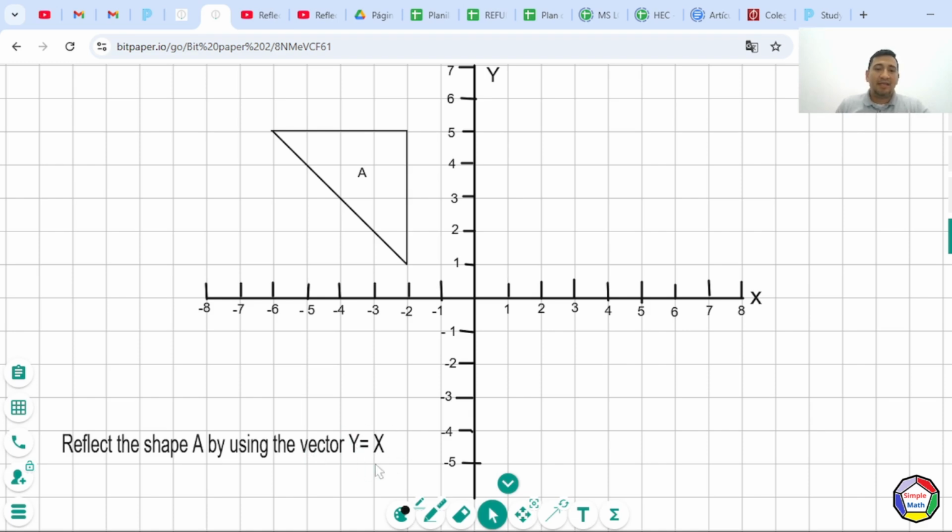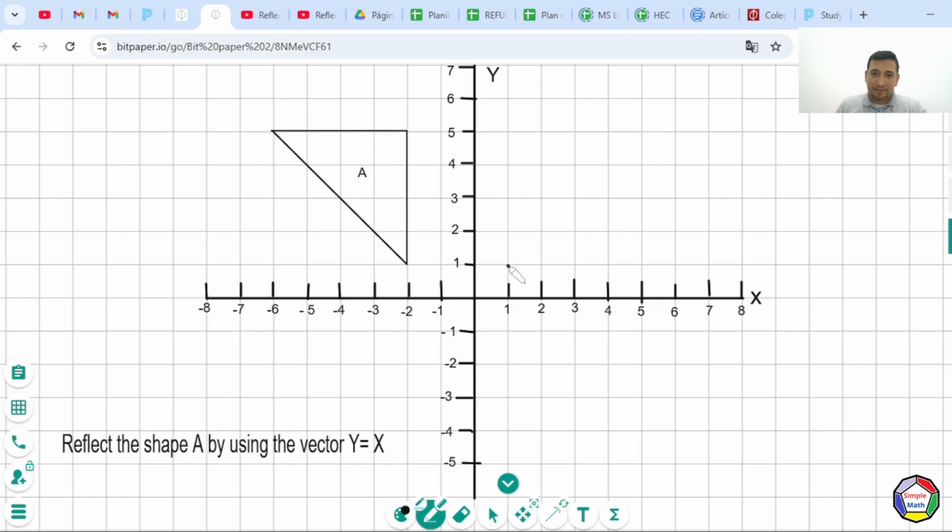What does it mean? It means that we have to create a mirror line that has these characteristics. Y equals x. What does it mean? It means that all the values of x are going to be equal to all the values of y. So in other words, if x is 0, y is going to be 0 as well. If x is 1, y is going to be 1 as well.